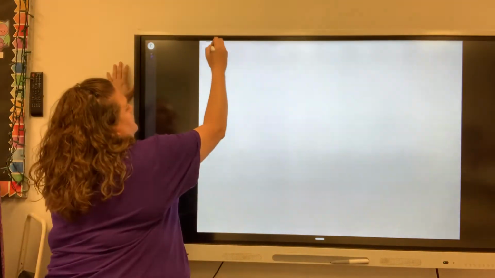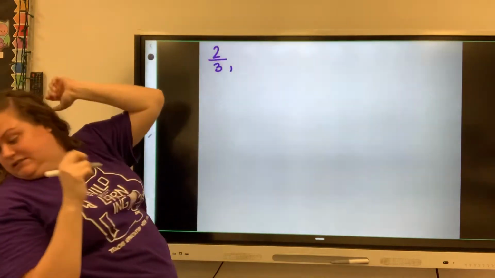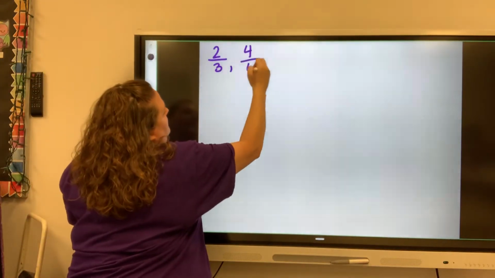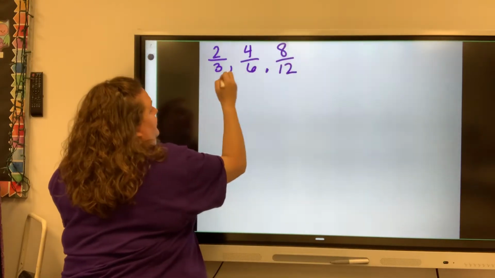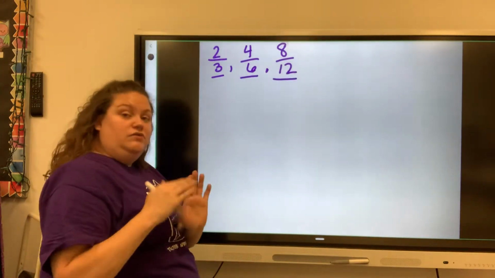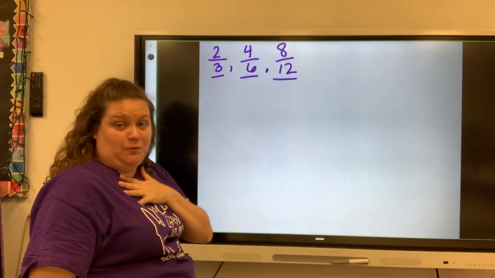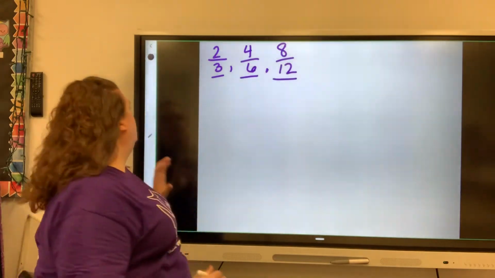So for this problem, we are going to be comparing 2/3, 4/6, and 8/12. So we're going to need a number line for thirds, a number line for sixths, and a number line for 12ths. You could do this all on one number line. I'm going to do it on 3 because I find it more organized for me. I find there's less marking on each one, so it makes it a little more even.